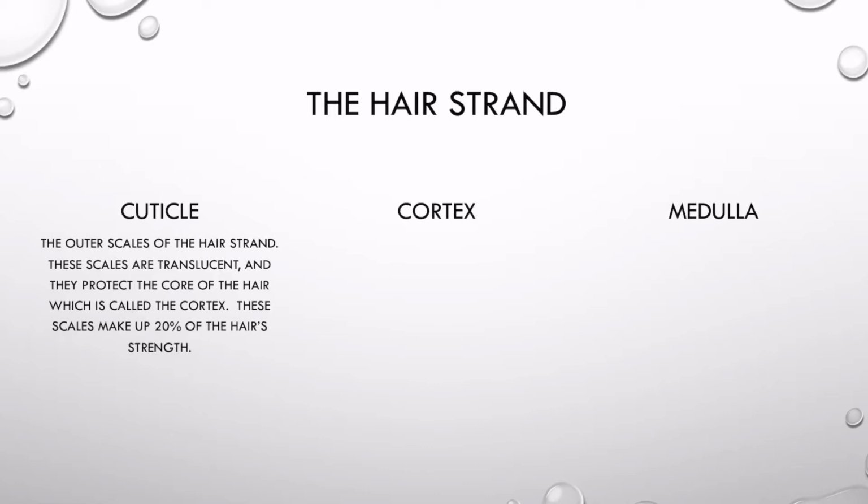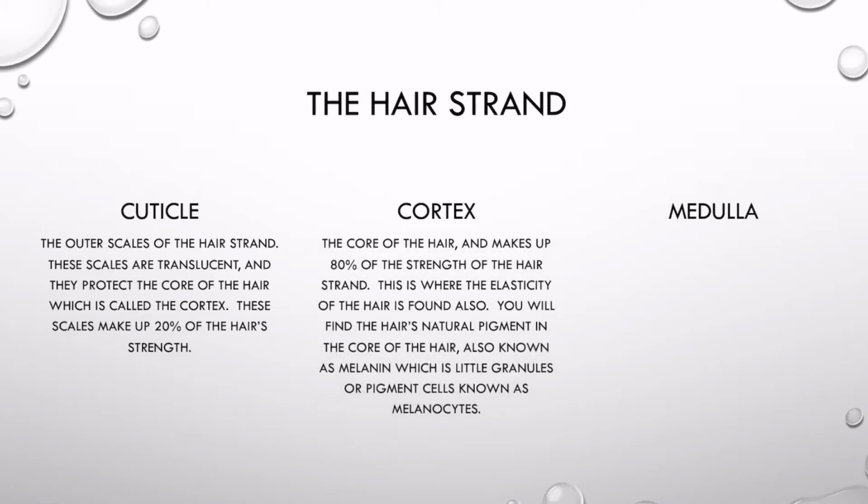So they're scales and they're translucent and they reflect. And so when the sun hits, you can see the reflection of the color that's actually in the core of the hair. So they protect the core of the hair, which is called the cortex. And the scales actually make up 20% of the hair strength.